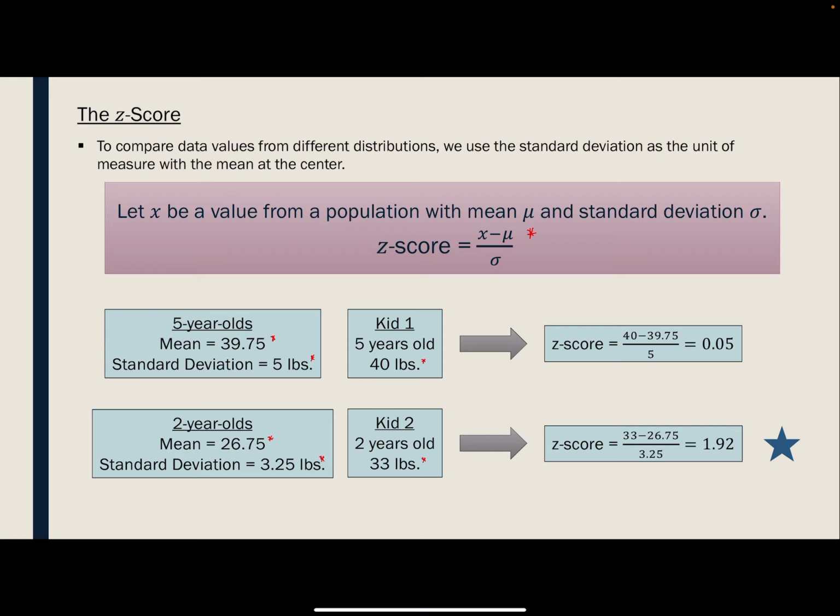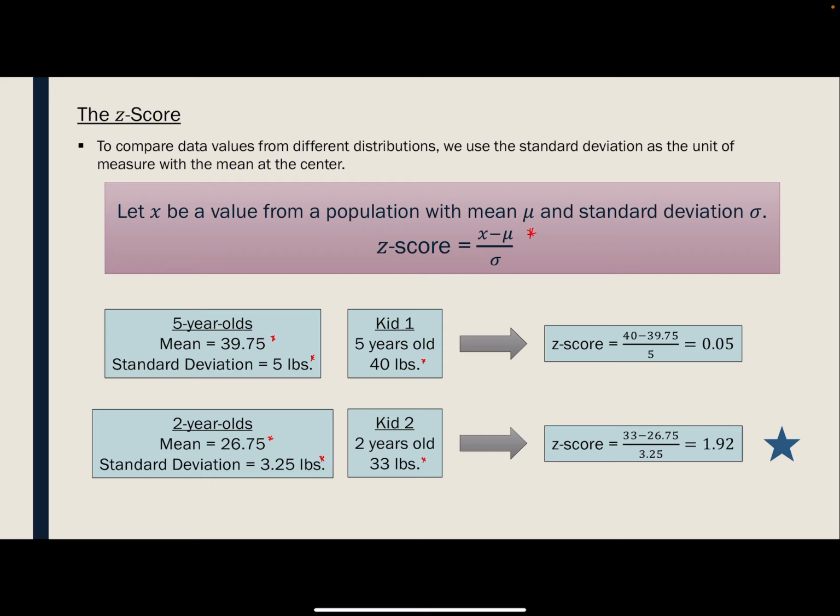So the Z-scores are measuring how many standard deviations above or below the mean a certain data value is. Both of these Z-scores are showing that the data values are above the mean because both Z-scores are positive. But for kid 1, the Z-score is barely above the mean, whereas for kid 2, that Z-score is almost 2 standard deviations above the mean.